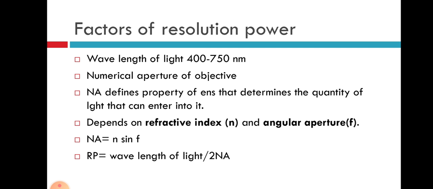Numerical aperture is defined as a property of a lens that determines the quantity of light that can enter into it. It depends on refractive index, abbreviated as n, and angular aperture, abbreviated as θ. Thus, the formula for numerical aperture is n sin θ, while the formula for resolution power is wavelength of light divided by 2 into numerical aperture.